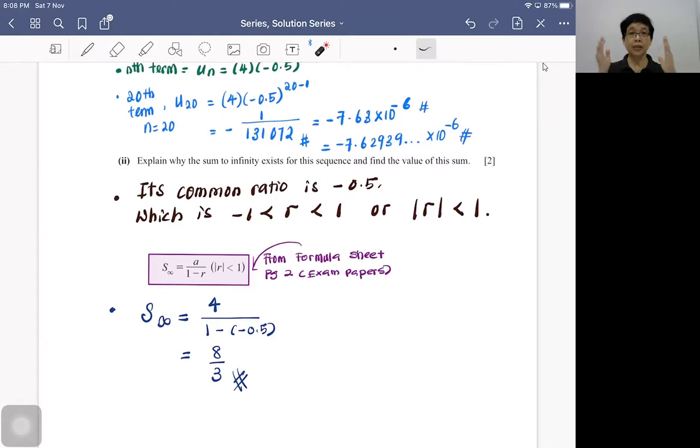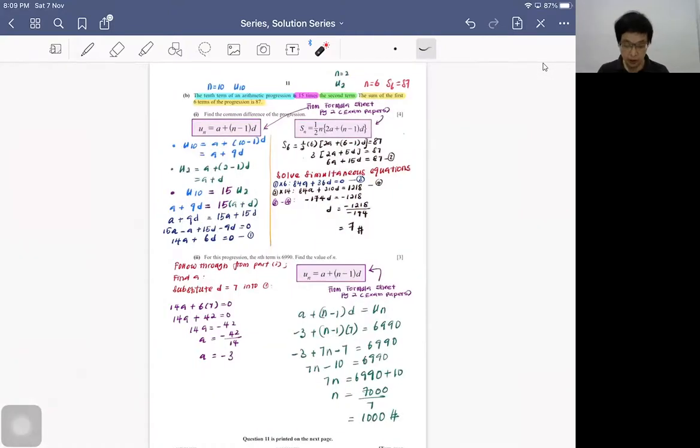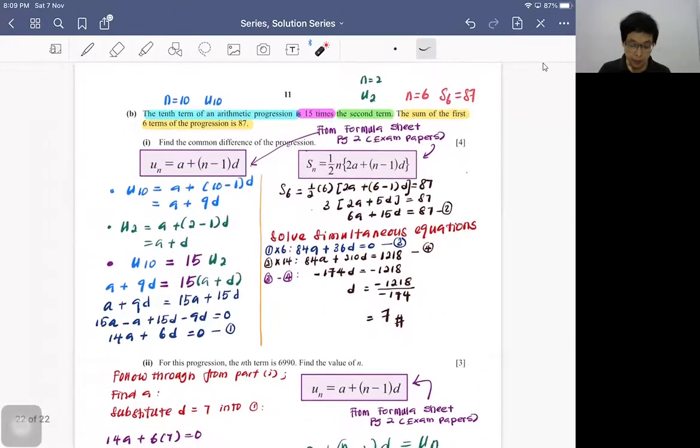Then full marks coming your way as you get the sum to infinity at 8/3. Congratulations, you've done well so far. Let's flip the page to the second part. Okay, part B.